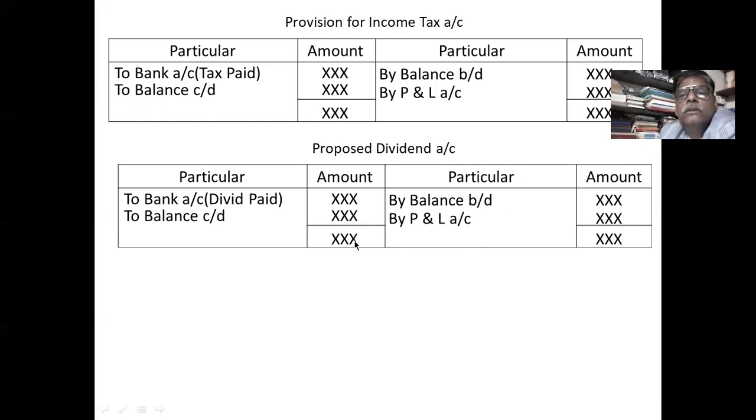And remember, these two, P&L account. This P&L account goes to the fund from operation statement. In the fund from operation statement, you take by P&L, that is provision for tax, provision for proposed dividend. And to bank, dividend paid, tax paid.